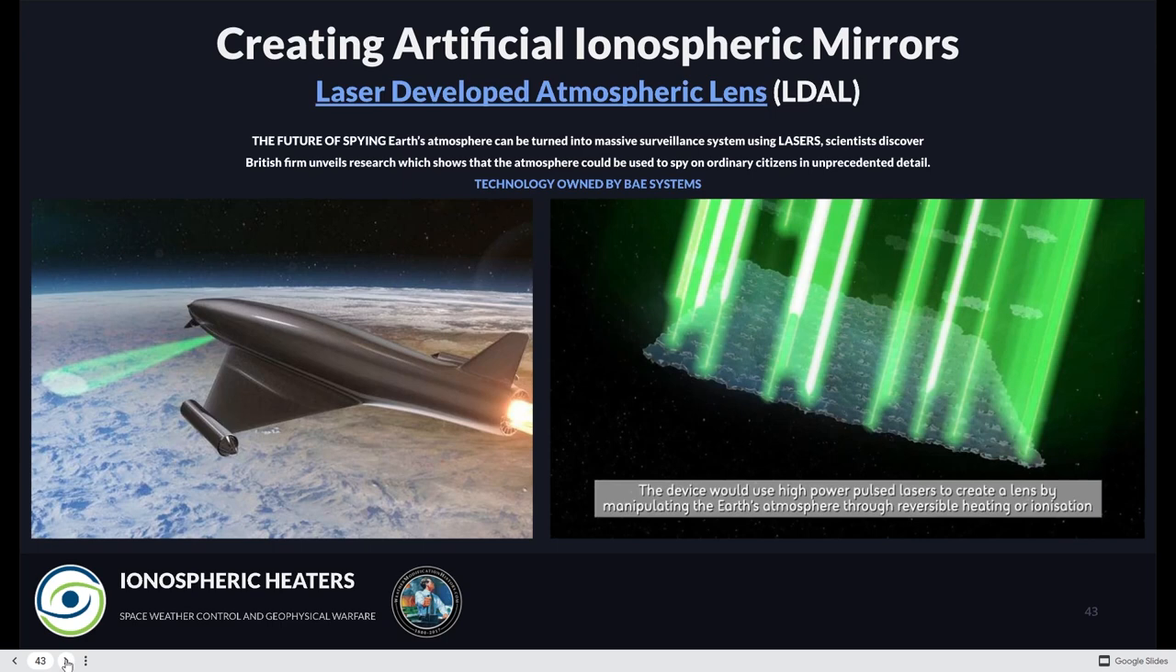And that has led to even further development of this artificial ionospheric mirror, referred to as the laser developed atmospheric lens, which is created by BAE Systems. And the future of spying: Earth's atmosphere can be turned into a massive surveillance system using lasers. Scientists discover, British firm unveils research which shows the atmosphere could be used to spy on ordinary citizens in unprecedented detail. Technologies owned by BAE Systems right here shows a space drone with a laser beam on it and a camera. The device would use high-powered pulse lasers to create a lens by manipulating the Earth's atmosphere through reversible heating and ionization. We're talking about a laser ionospheric heater in space, a space-based ionospheric heater.